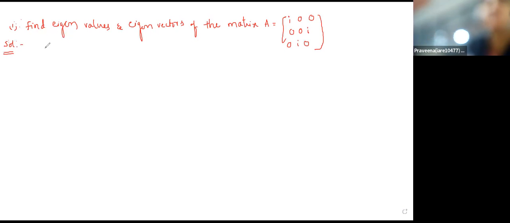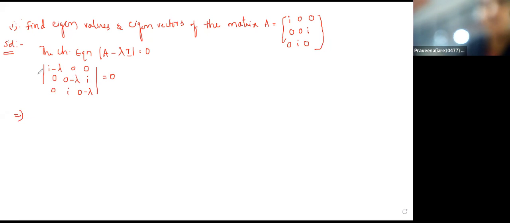Given matrix A. For that, the characteristic equation is, if you know the procedure, just continue, no need to wait here. The characteristic equation is determinant of A minus lambda I is equal to 0. For that, [I minus lambda, 0, 0; 0, minus lambda, I; 0, I, minus lambda] is equal to 0. For that, take the determinant.